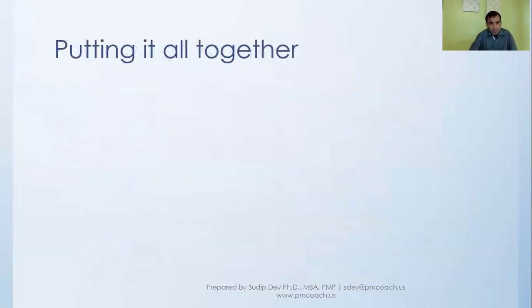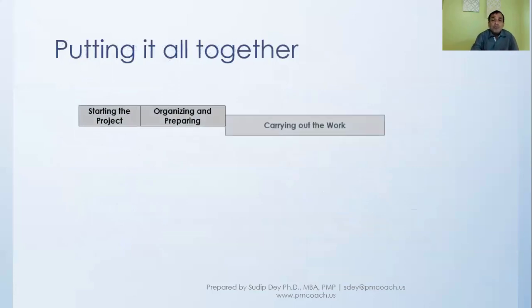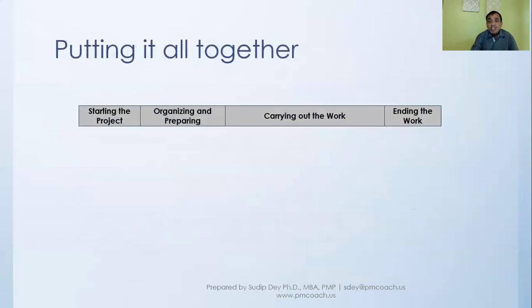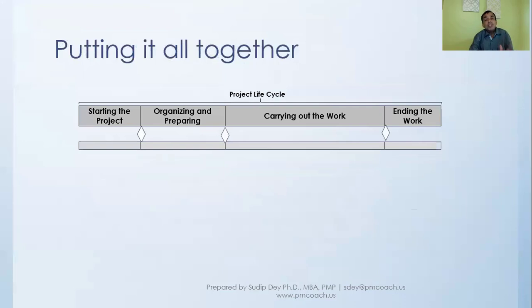Now let's put it all together. We looked at the project life cycle, we looked at phases, we looked at processes. So let's see how all of them fit together. We saw that when we move through different phases in sequence, it gives us the project life cycle. Now this project life cycle is comprised of different phases, and at the end of each phase there can be phase gates where there can be go, no-go decisions, funding, reviews, and so on and so forth.